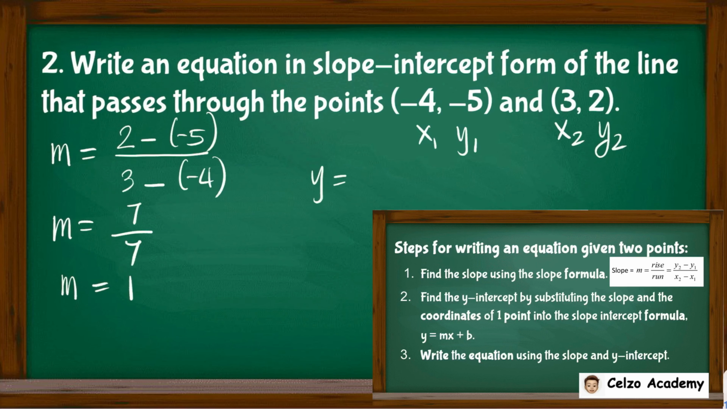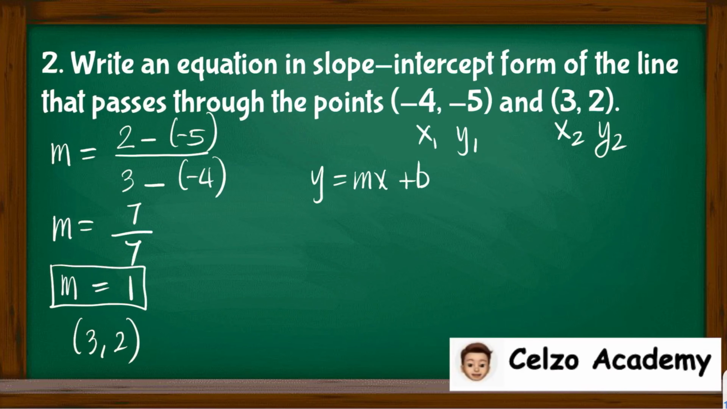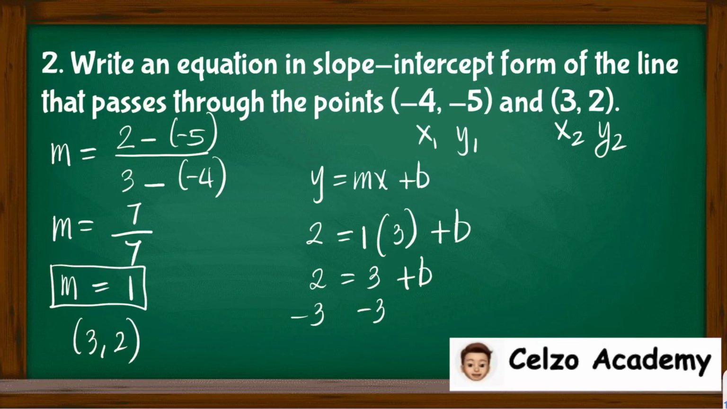Now using y is equal to mx plus b, we're solving for the y-intercept. I will substitute m equals 1 and any of those two ordered pairs. This time I will use 3, 2. So in that 3, 2, my y value is 2, m is 1, and our x is 3, so we have plus b. Simplifying this, we have 2 is equal to 3 plus b. Subtracting 3 from both sides, 2 minus 3 is -1, and the right side is b. So the y-intercept or b value is -1.